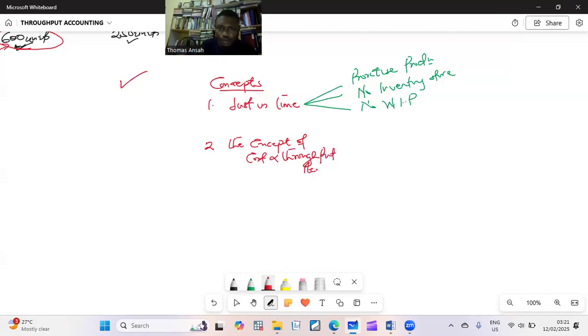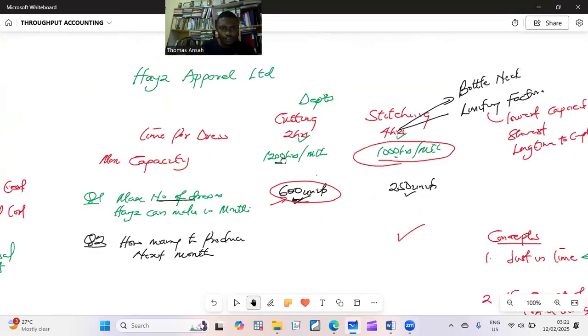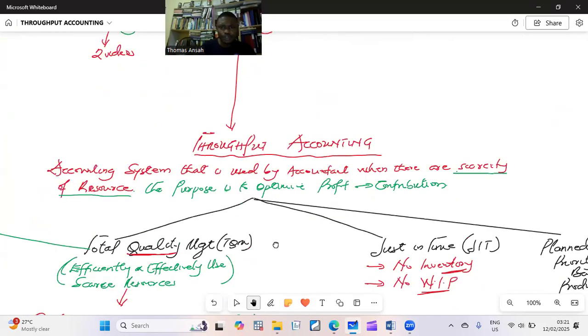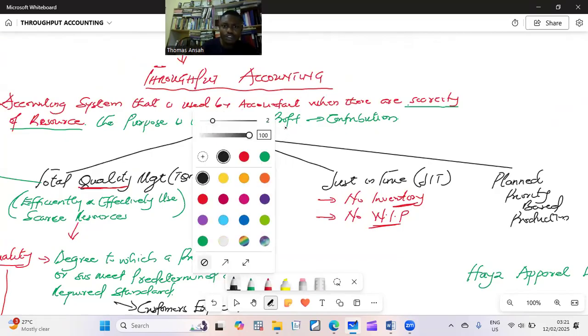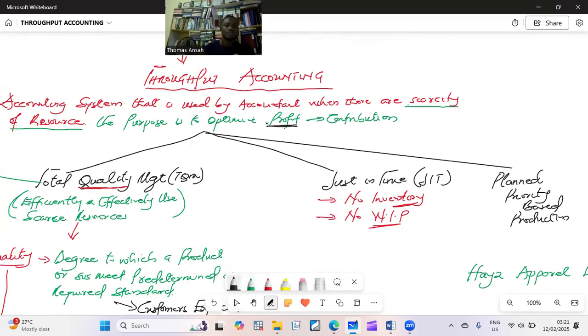Throughput return. Remember, when I started introducing it to you, I told you that we are making sure that even in scarcity, we can actually make profit. You remember? So this is our return. We can actually make some return. All right, so we need to understand throughput return.